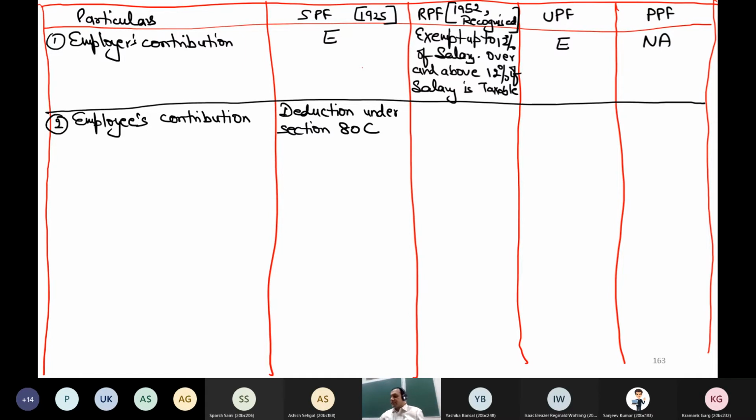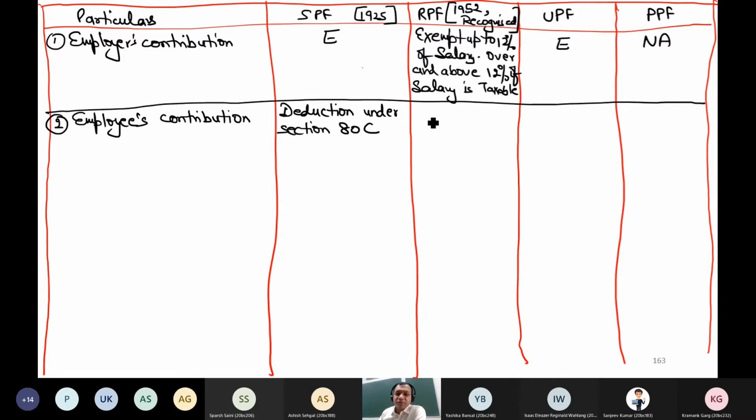We will cover 80C later on. If you remember, from gross total income, deductions are given. So it is allowed as deduction under section 80C. Whatever I deposit in my SPF, government gives me some benefit. They give it to me indirectly as deduction, in the form of deduction under section 80C. This deduction will lower down my total income and I will pay less tax.